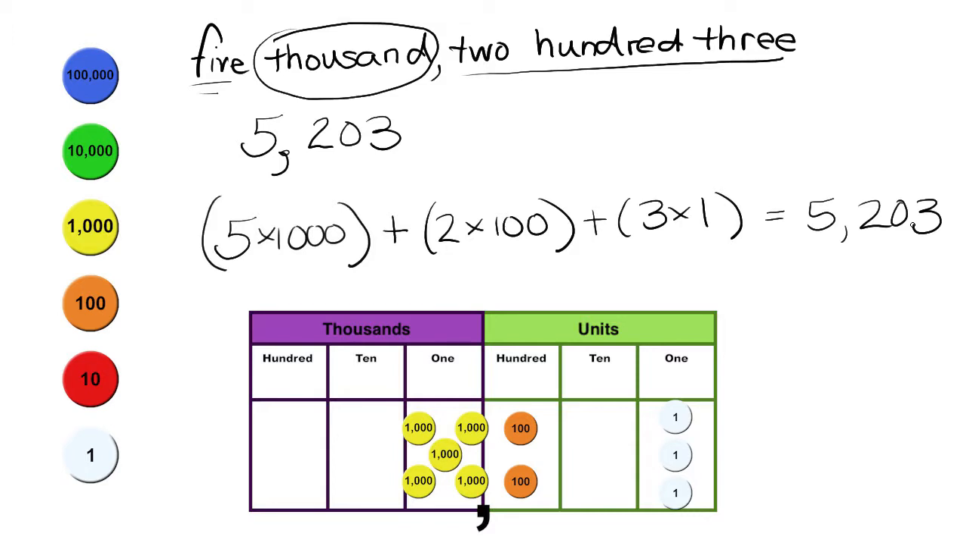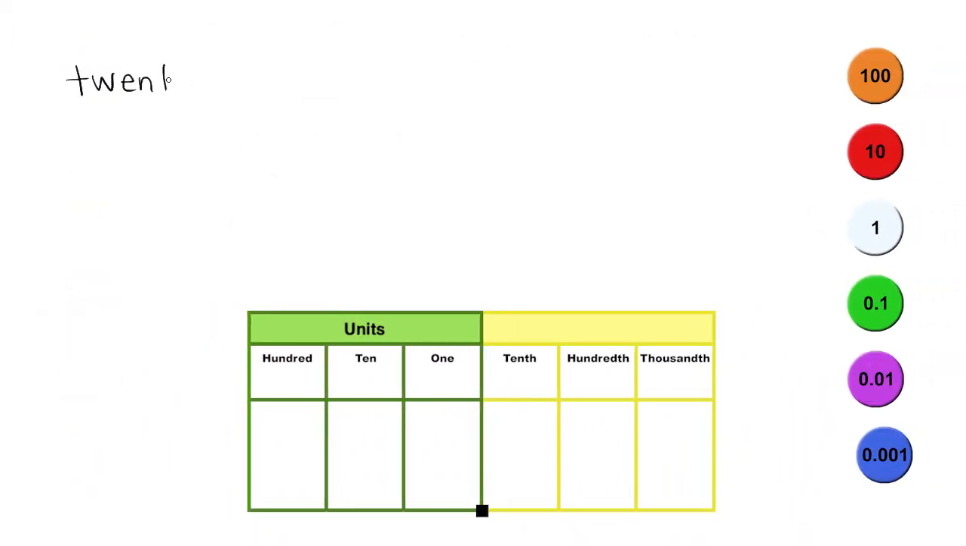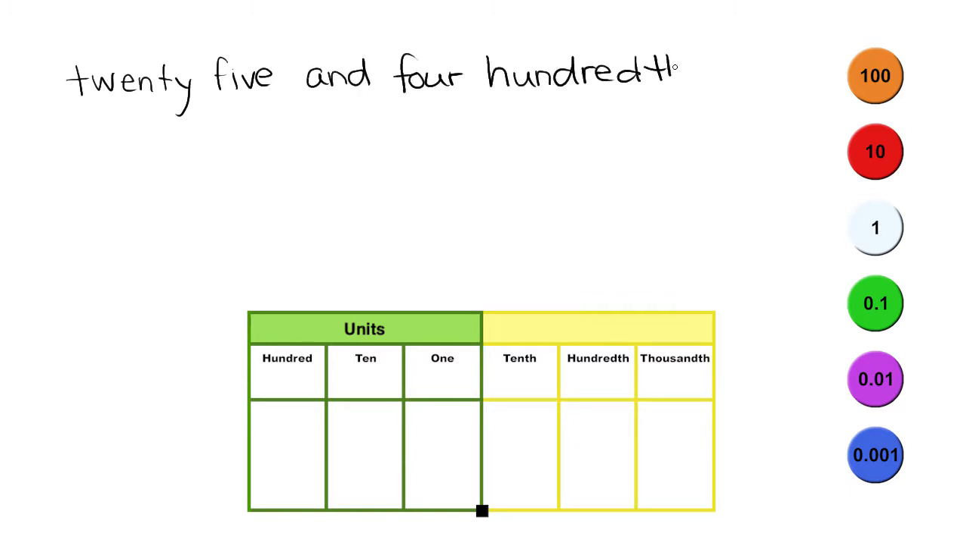Let's try this activity with a decimal number. Let's say that we have 25 and 4 hundredths. To come up with the base 10 numeral, break it apart on the place value chart. We don't see any family names, which means that we only have units. But then the decimal goes 2 places to the right, which is represented by the word hundredths.